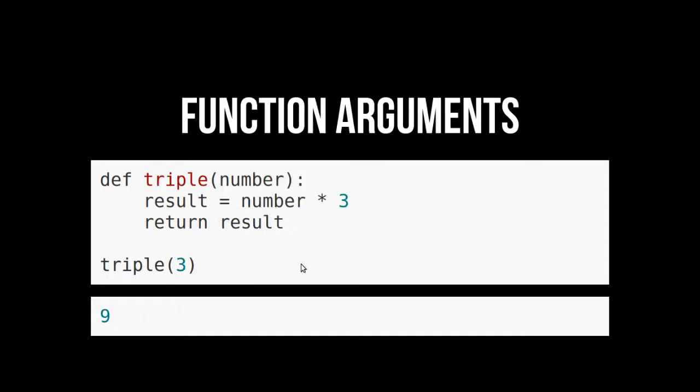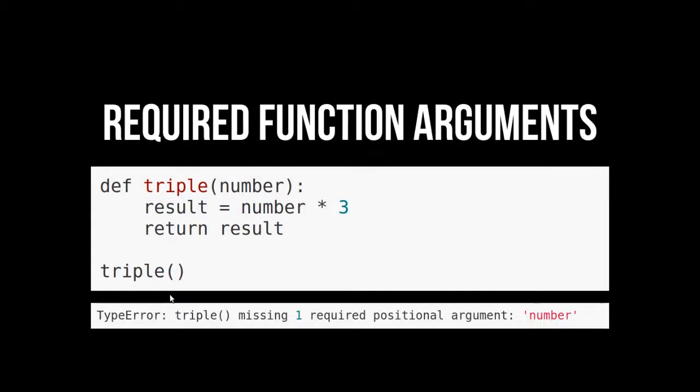So we have function arguments. We have a new function here, which we called triple. So triple is going to take an argument, and that argument is going to be number. It is going to take that number and multiply by 3, triple it, assign that to a result, then it's going to return that result. So here we go, triple. We're going to give it 3, and we'll get 9. Makes sense.